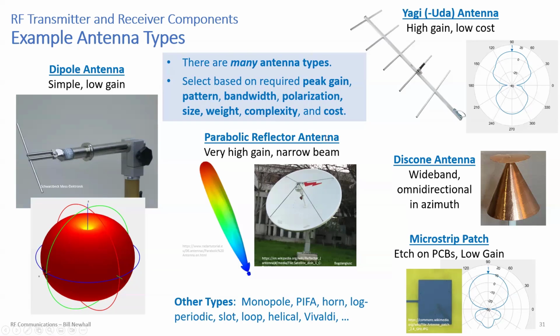And so how do you choose one? Well, you go back and look at their characteristics and say, what do I need the peak gain to be? What do I need the pattern to look like? How about the bandwidth? How wide do I have to transmit or receive across the band? What polarization do I need? Size, weight, complexity, and cost. So you look at all these antenna choices and try to match that up with the available antenna designs.